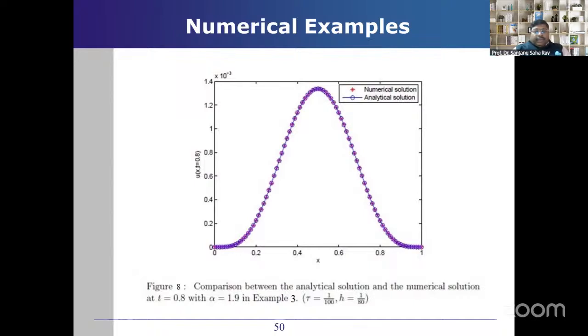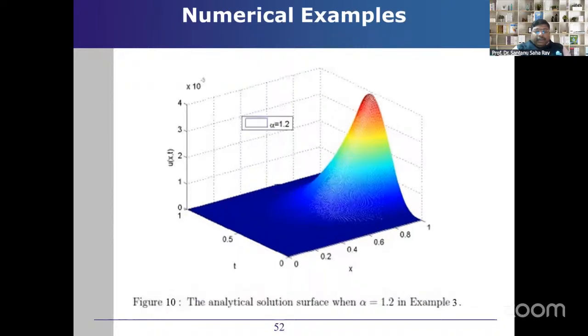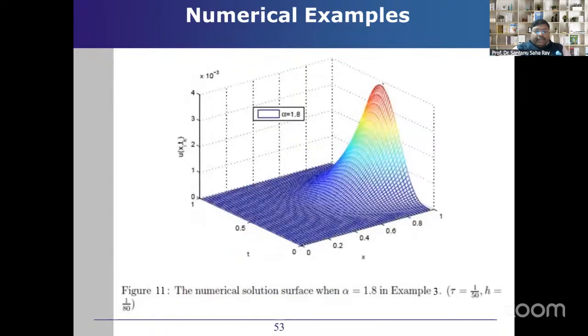So here also we can observe there is an excellent agreement between the two numerical results. This 3D figure represents the numerical solution obtained by the fourth order implicit finite difference scheme for alpha equal to 1.2 for example 3, and the same figure can be observed using the exact solution for alpha equal to 1.2. This shows the numerical solution obtained by the fourth order implicit finite difference scheme for alpha equal to 1.8.